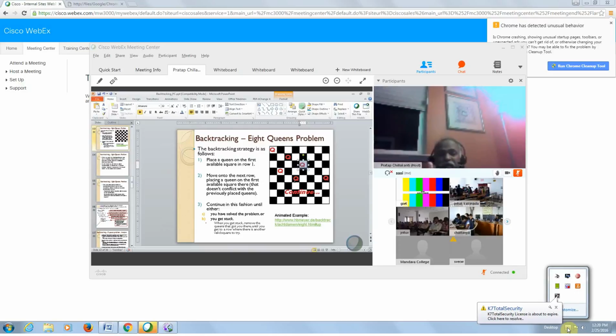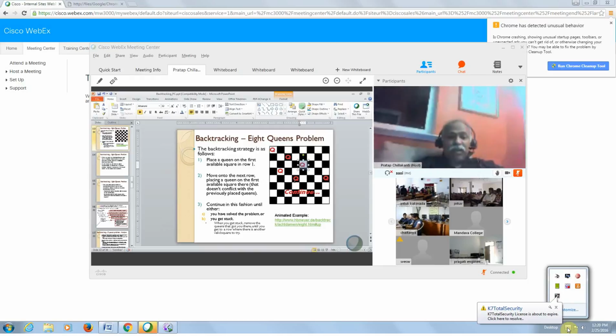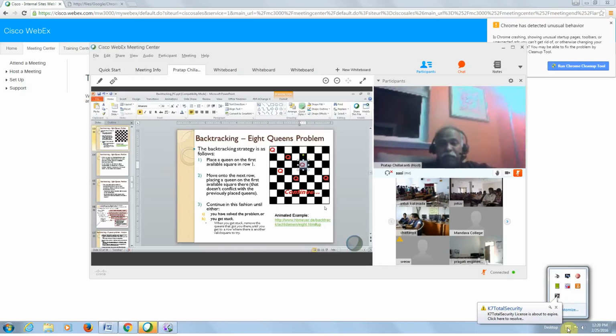Remember, when you get stuck in a maze, you go back to the previous step. The previous step is where you put the queen. Then you move that queen to some other square, so that way the next queen can be put on the square. In general, do you understand the problem?